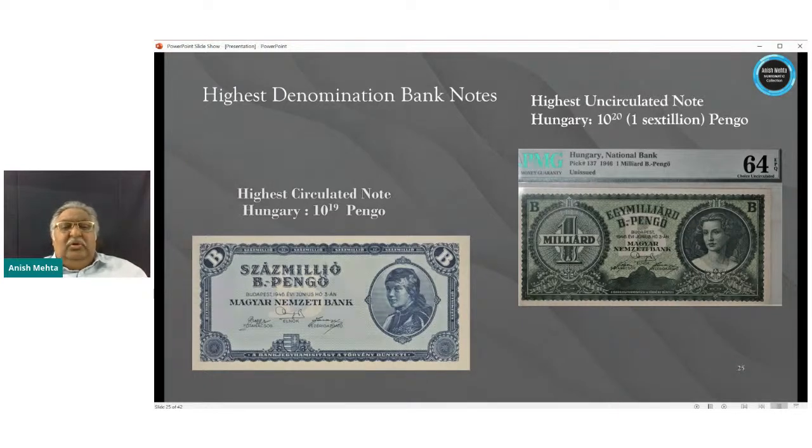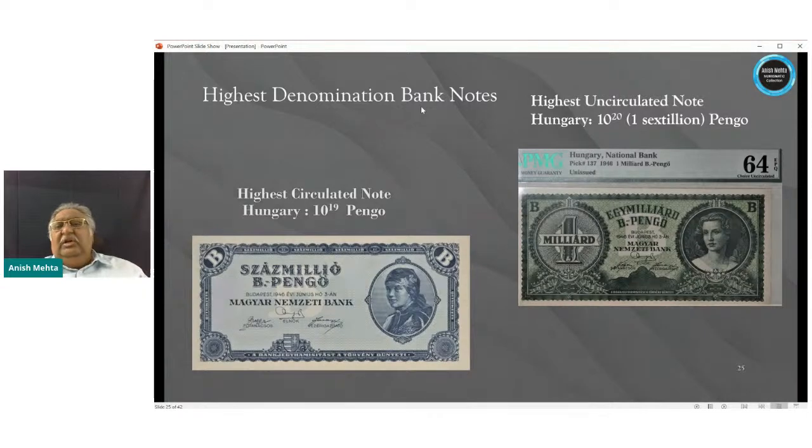This was a banknote which was circulated into the market and the public used it. The second note, which is there on the slide, is 10 raised to 20, which is actually the highest denomination note ever printed in the world.